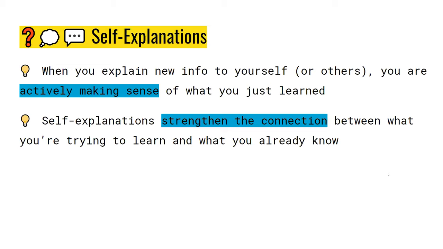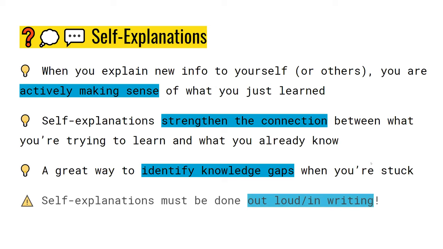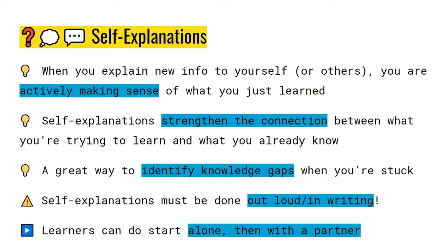And self-explanations is a really great way of identifying knowledge gaps. A really great way of getting yourself unstuck. So if there's something that you're explaining out loud that you can't explain, then that means you might have to look back at that block of code or that topic and try to brush up your memory. Of course, self-explanations work best when you do it out loud or in writing, and not just an internal monologue in your head. And experts recommend that learners do self-explanations alone before they try it out with a partner.